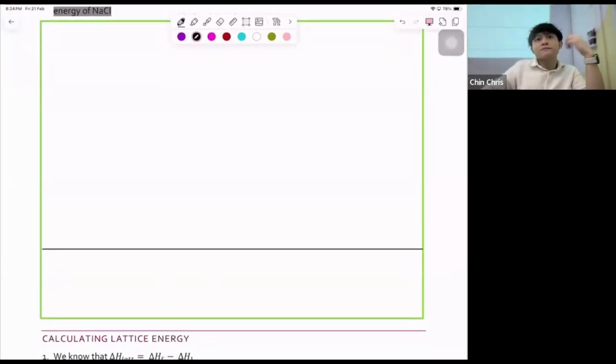All right, guys, first, I want you to draw a baseline. Draw a line at the bottom and label your product. What are we forming? Sodium chloride. That's your first step, guys. I'll slowly guide you on drawing your Born-Haber cycle.